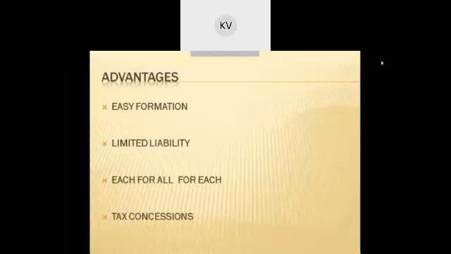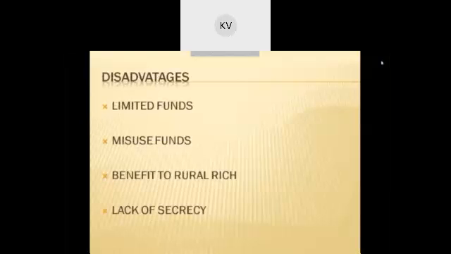Okay, and then tax concession. The government is giving more opportunities and more concessions to the cooperative society to promote the cooperative movement, and also because it is a non-profit enterprise. So the government provides various exemptions and tax concessions.